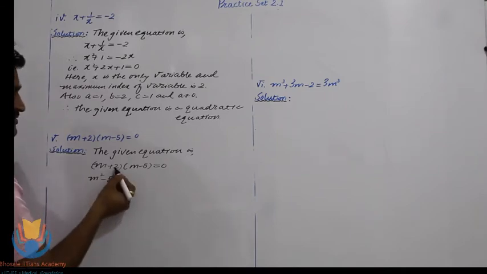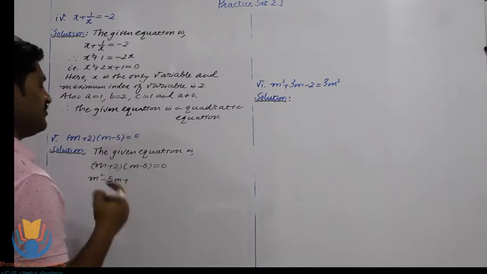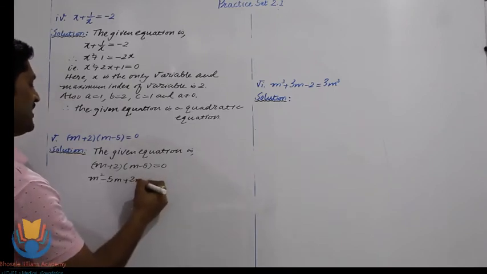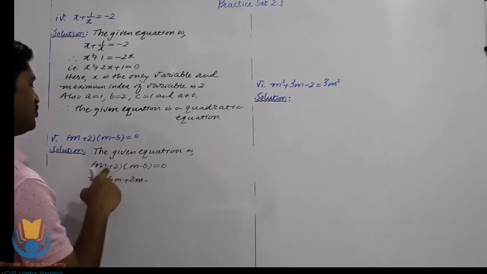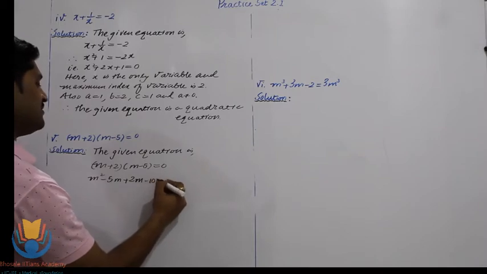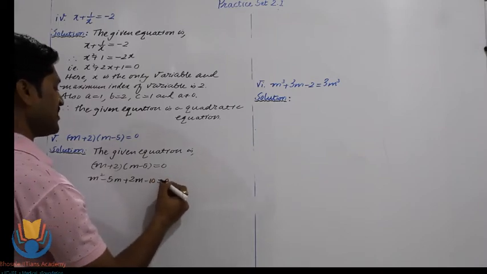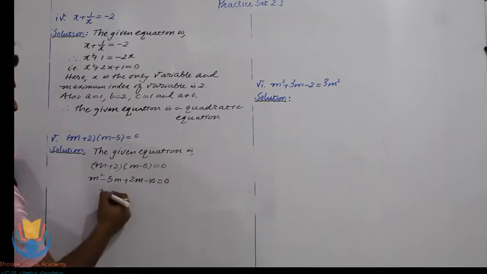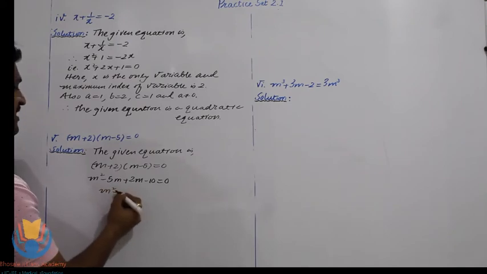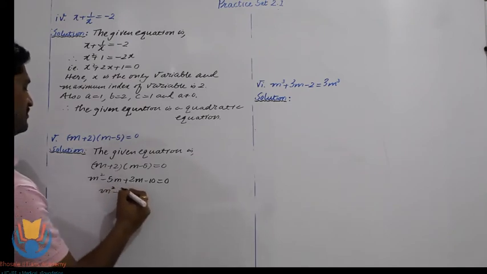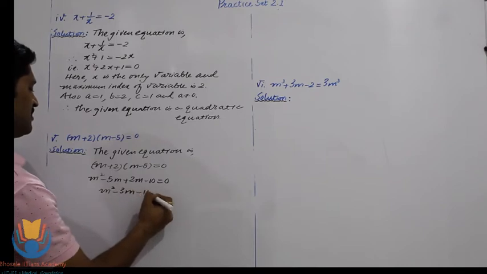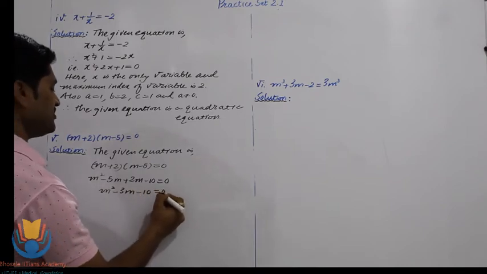Again we will multiply this 2 with each term of the second bracket. So this is 2m minus 2 fives are 10. So let's add or subtract like terms. So this is m square minus 3m minus 10 is equal to 0.